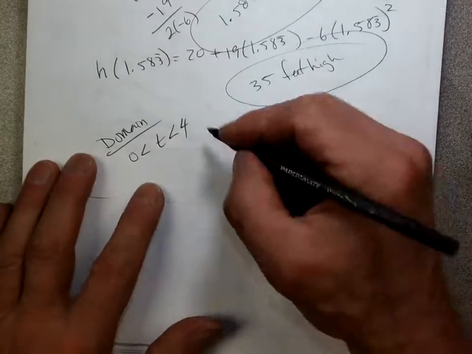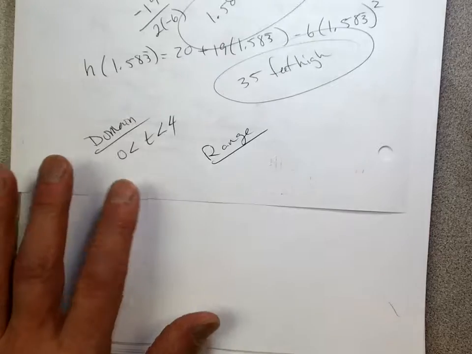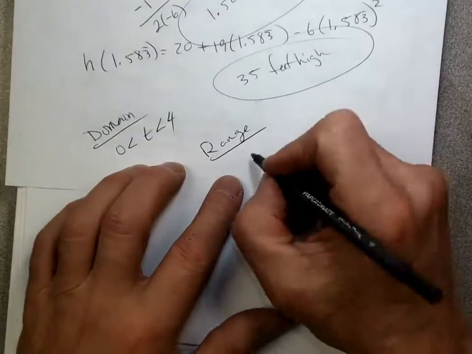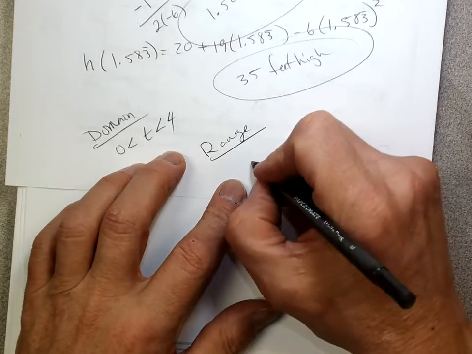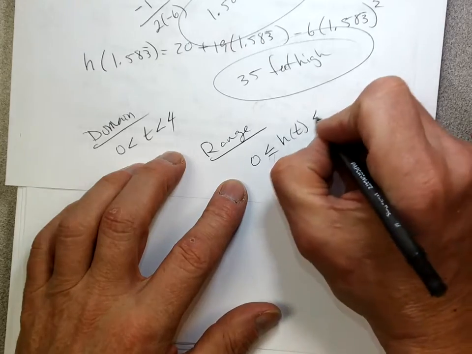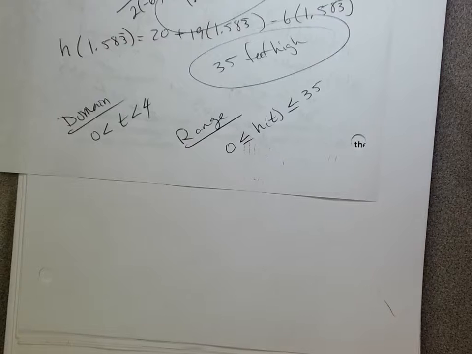Okay, now what about range? Reach for your range. 0 to 35. Yes, it is, and now those are equal. Okay, 0 is less than or equal to h of t less than or equal to 35. Nice job, Will. And it does equal 0. When it's on the ground, it has a height of 0, and when it's at its highest spot, it's at 35 feet. Good job. Okay, so that's what I got for you today.